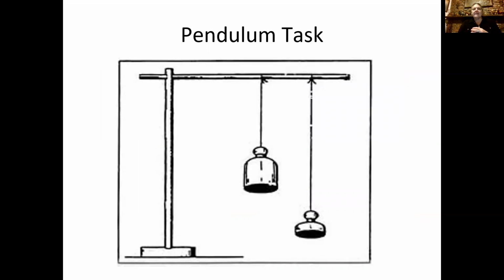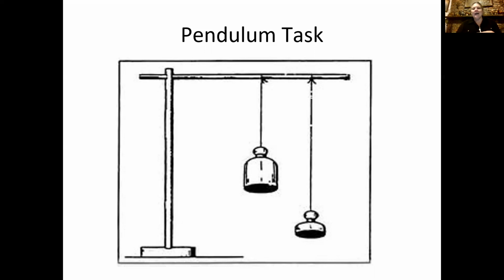One of the tasks that is used to demonstrate hypothetical deductive reasoning is called the pendulum task. During this task, kids are given a series of different weights, and these are the weights right here, and different lengths of string. They are shown a pendulum swinging, and then they're asked what determines the speed of this pendulum swinging? Is it the weight? Is it the length of the string? What is it?